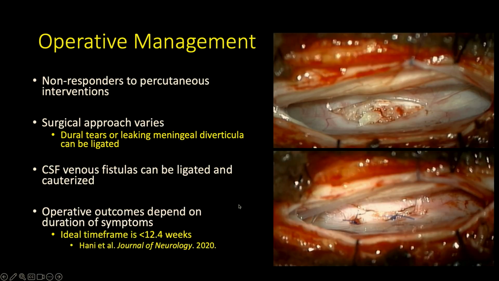And then lastly, there's operative management. Again, this is usually reserved for those patients that fail to respond to the minimally invasive interventions. And the surgery varies based on the type of leak. Dural tears, type 1 leaks, and type 2 leaking meningeal diverticula can be surgically ligated. Type 3 CSF-venous fistulas can be ligated and/or cauterized.